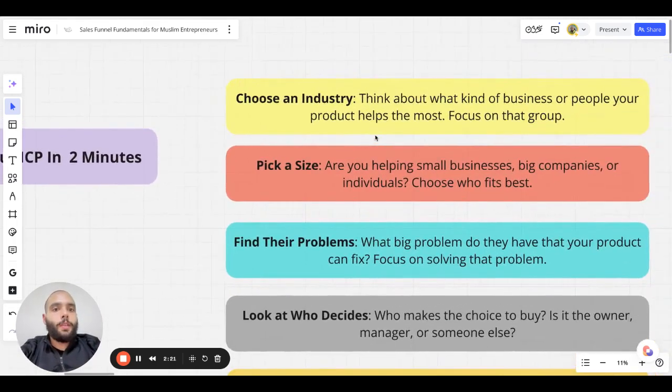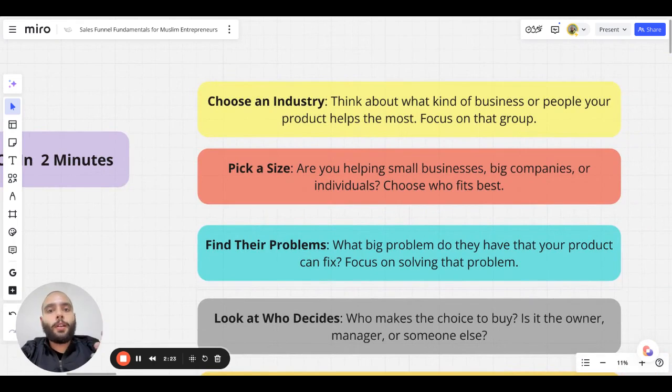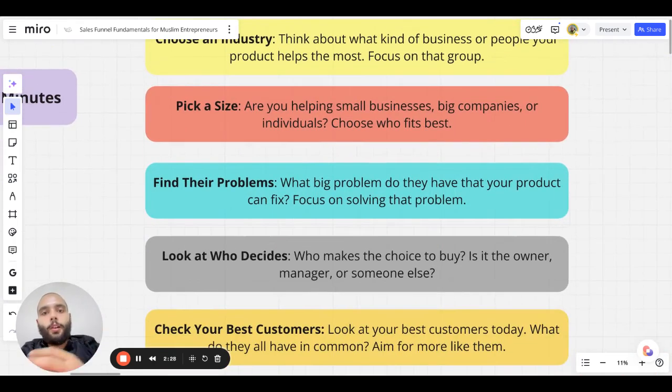Choose an industry. Think about what kind of business or people your product helps the most and focus on that group of people. Pick a size. Are you helping a small business, big companies, individuals? Who are you helping? Just focus on that size. Some people help big 7 figure plus companies, 8 figure plus companies. Some people are focusing more on coaches, online coaches, and it depends on the size. Focus on those groups of people.